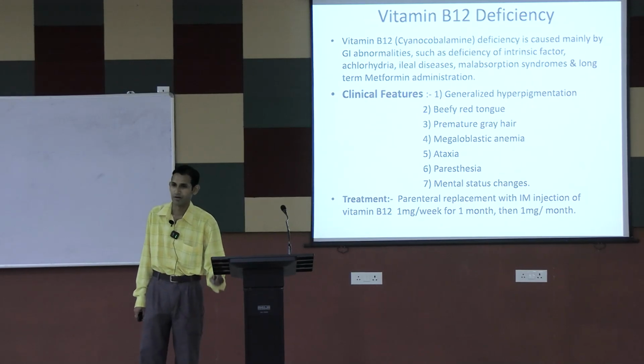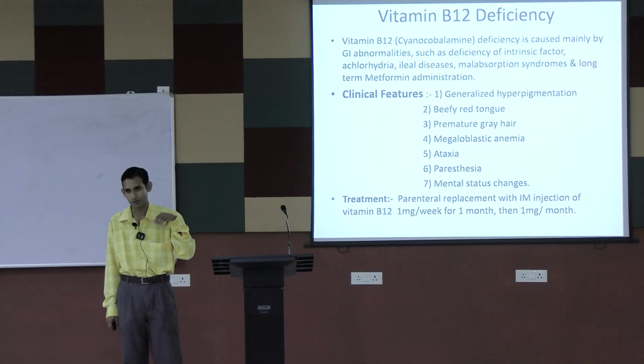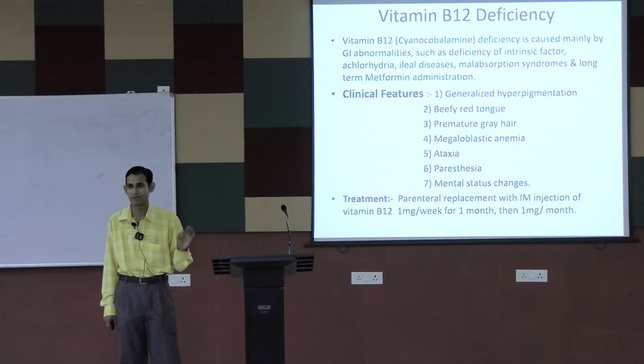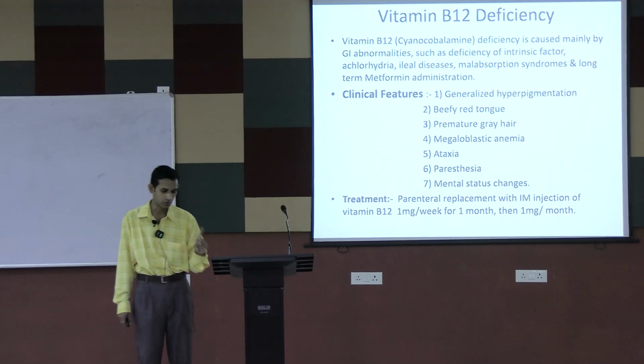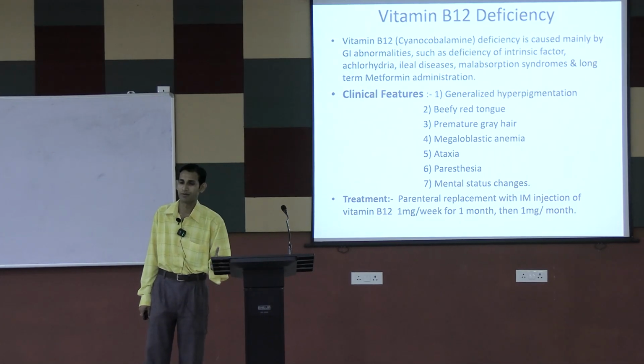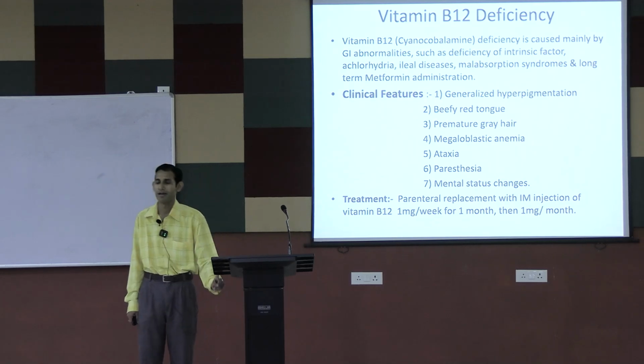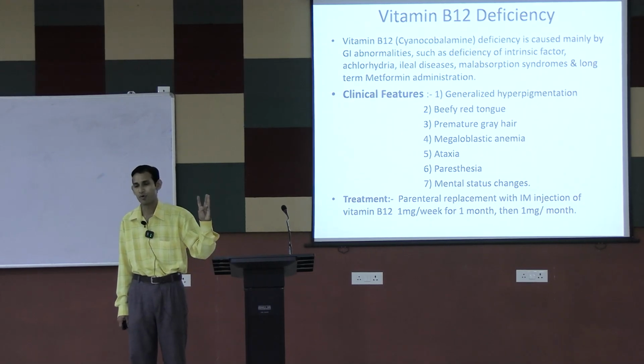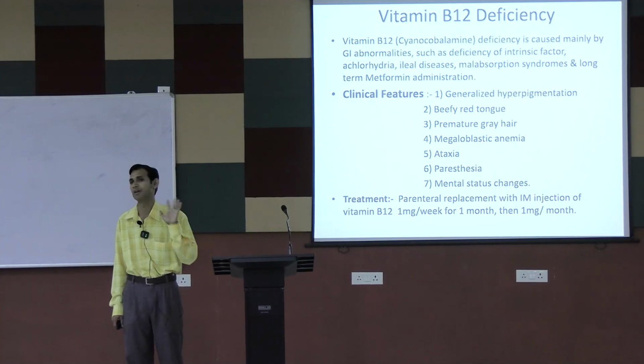So most important is the generalized hyperpigmentation, mainly the photoexposed part, along with the atrophic glossitis with beefy red tongue, premature canities, and some neurological problem, that is the ataxia, confusion, and megaloblastic anemia. So most important you have to remember mainly the generalized hyperpigmentation, premature graying of hair, neurological problem, ataxia, and also loss of papilla of the tongue and beefy red color tongue.